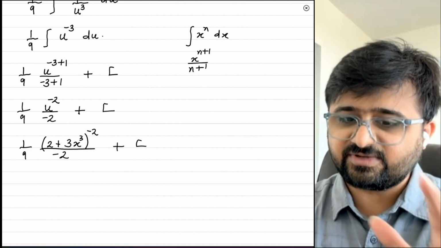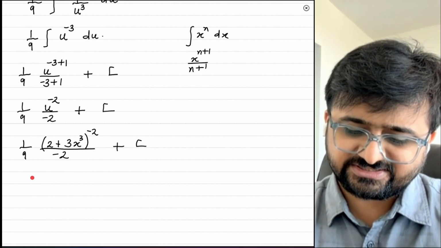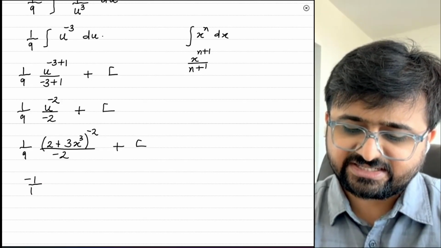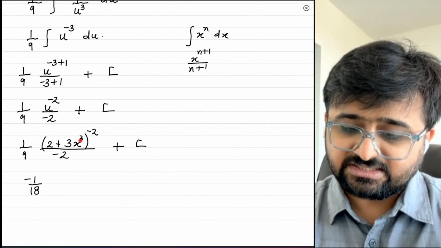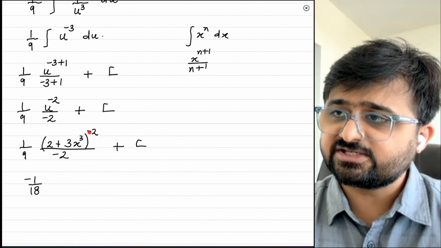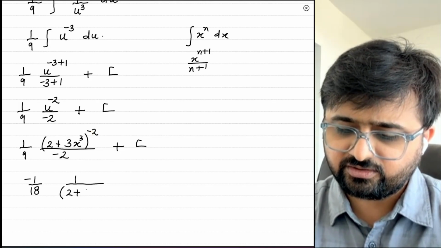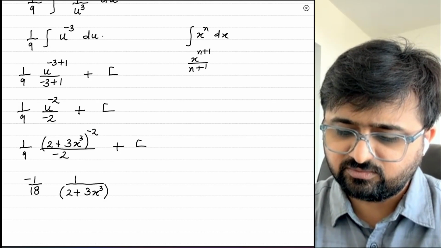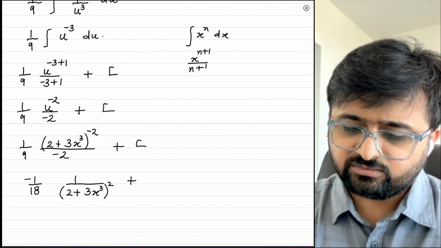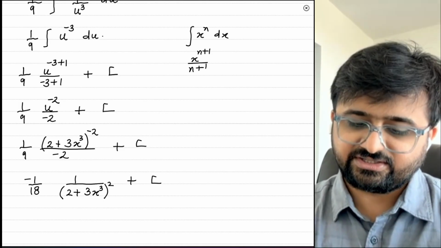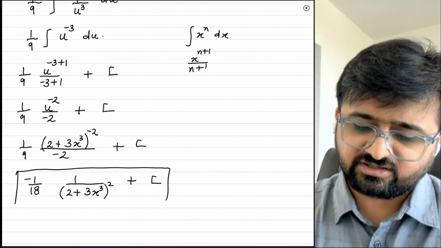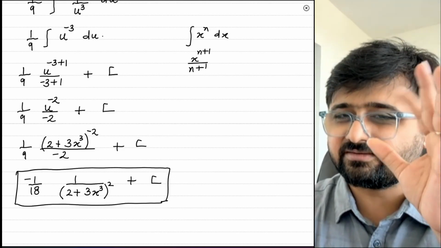We can clean this up a little bit if we want. 9 times 2 is 18, so we have minus 1 over 18, and that cubic expression to the power minus 2 can be taken into the denominator. So we get 2 plus 3x cubed to the power 2, plus the constant of integration. I think this is your cleaned final result. I hope that makes sense.